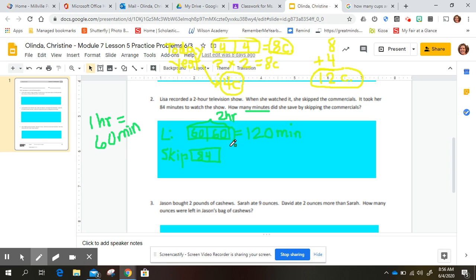They want to know, what's the difference? How much time did she save? If she didn't skip the commercials, she would have had to sit for 120 minutes. But since she did, she only sat for 84. So what's the difference? What would that number right there be to make it get to 120? So I could say 84 plus what number equals 120? Or I could subtract. 120 minus 84.